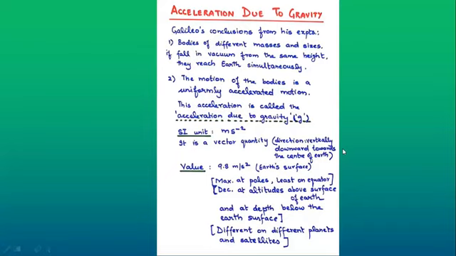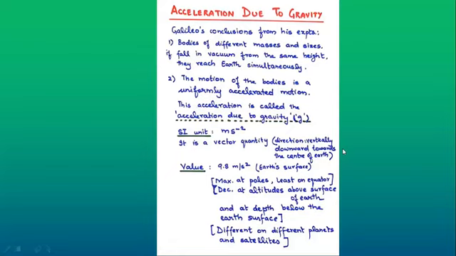On the equator, it is slightly less than the value of g at the poles. We have considered 9.8 meter per second square as the mean value of g. At different places of Earth, the value of g is calculated. And what is the mean value? 9.8 meter per second square.